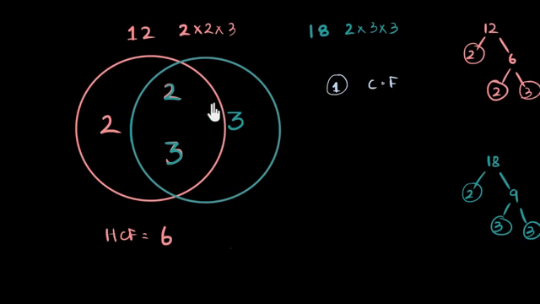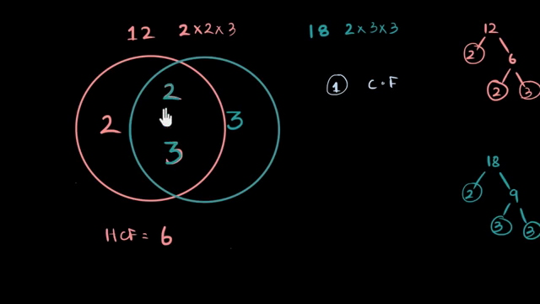Now, anything you take from this region, right? If I can shade this region, anything you take out of this region will be a common factor to both. Because that's why there is an overlap here, right? This 2 and 3 are part of both of these numbers.